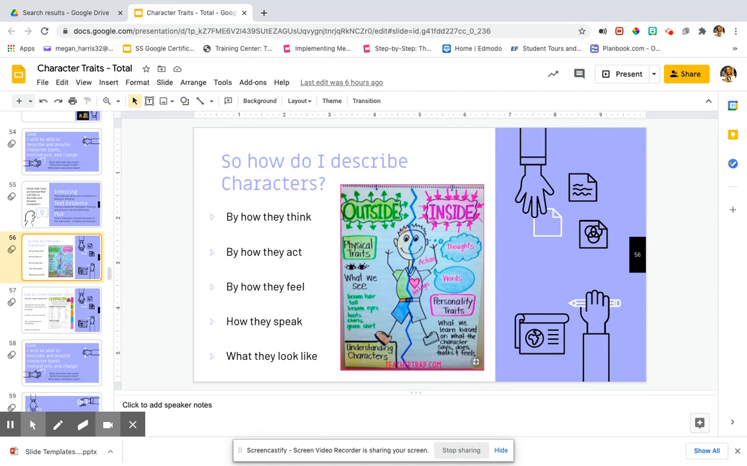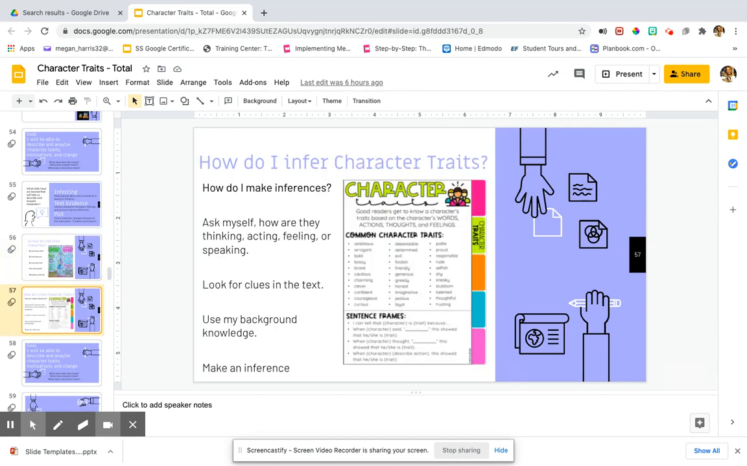Last week we talked about this piece of paper, about different words that we can use to help us describe characters. And we know that we're going to do that by making inferences. We know inferences are when I take clues in the text and my background knowledge, and put them together to make an inference. That's what we're going to be working on this week, but using RAP.